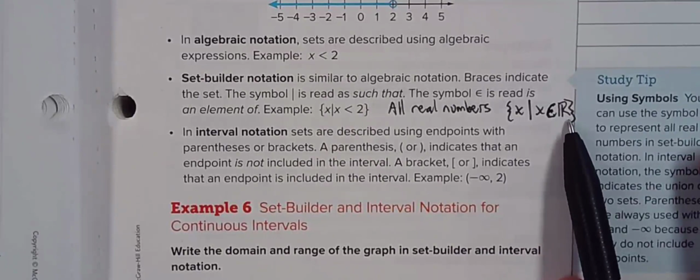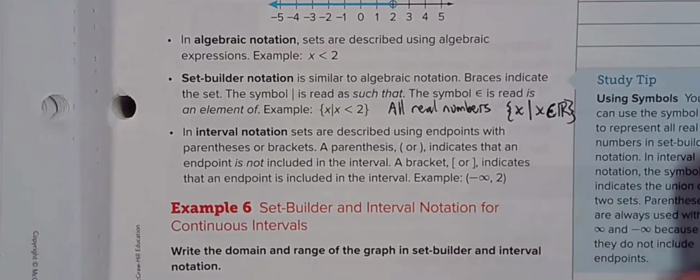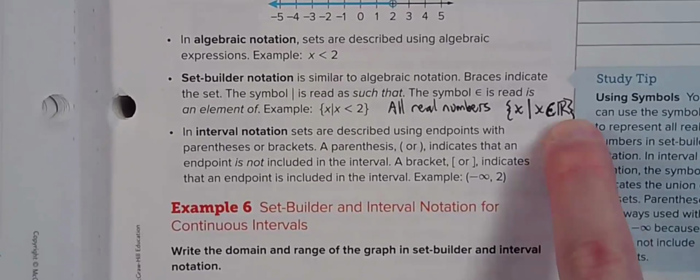Back at the beginning of Algebra 1, when you were talking about different sets of numbers, you had natural numbers, whole numbers, integers, rational numbers, real numbers, irrational numbers, all those sets of numbers. This is the largest one of those sets because it includes all of them.